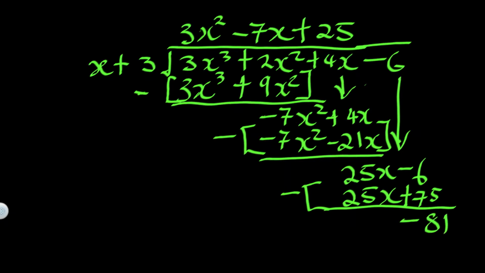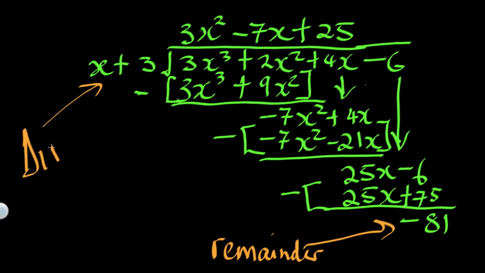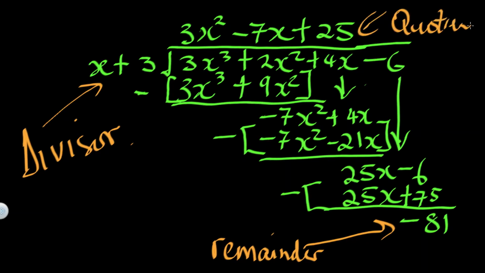We stop here because we can no longer divide by our x, whatever we have here after subtraction, and we also have nothing to drop again. So we are done. This is our remainder. And this is our divisor, obviously. And this is our quotient. And this was our dividend.